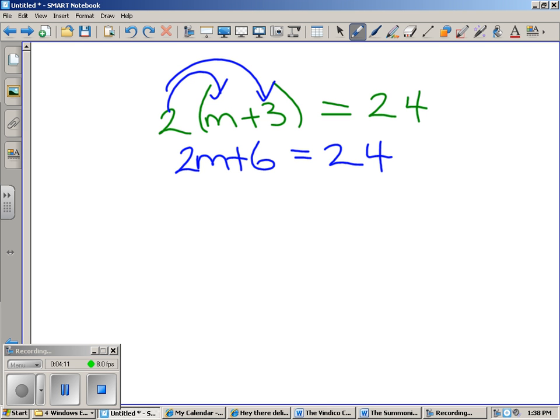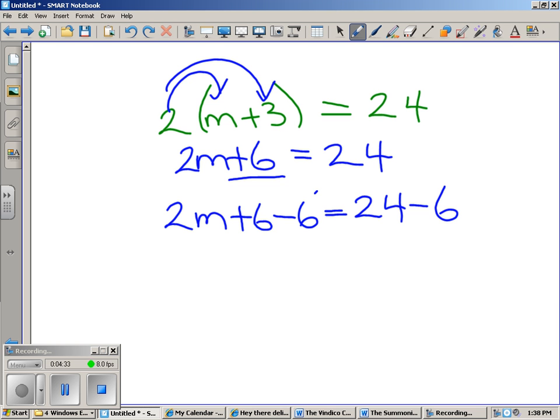Remember, when you have a two-step algebra problem, we have to get rid of the addition or subtraction first. So in this case, it'll be 2m plus 6 minus 6, because if you remember, and I hope you remember, in order to get rid of one thing, you do the opposite operation to it, and this was plus 6, so you subtract 6. But remember, we do the opposite operation to both sides. So what we would have left here is 2m equals 18.